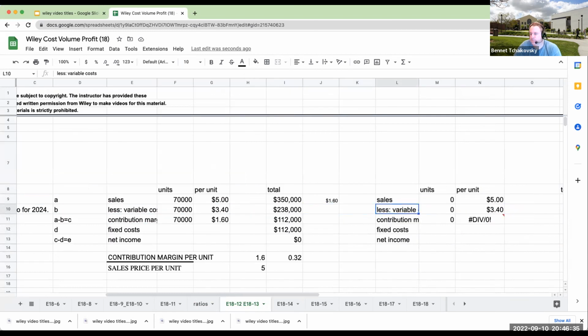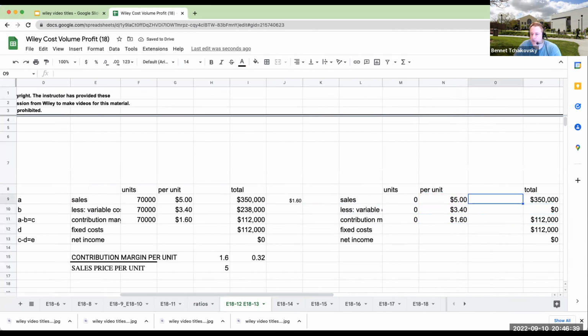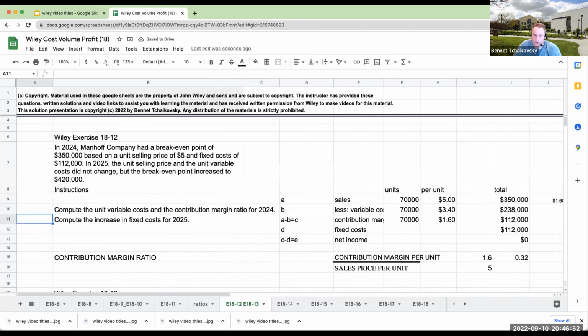Okay, so what this means is that, for my new break even, which is referring to, I just don't know why they call it total sales, this would be 420 divided by 5. So we're going to have 84,000 units. And what does it say about fixed costs?